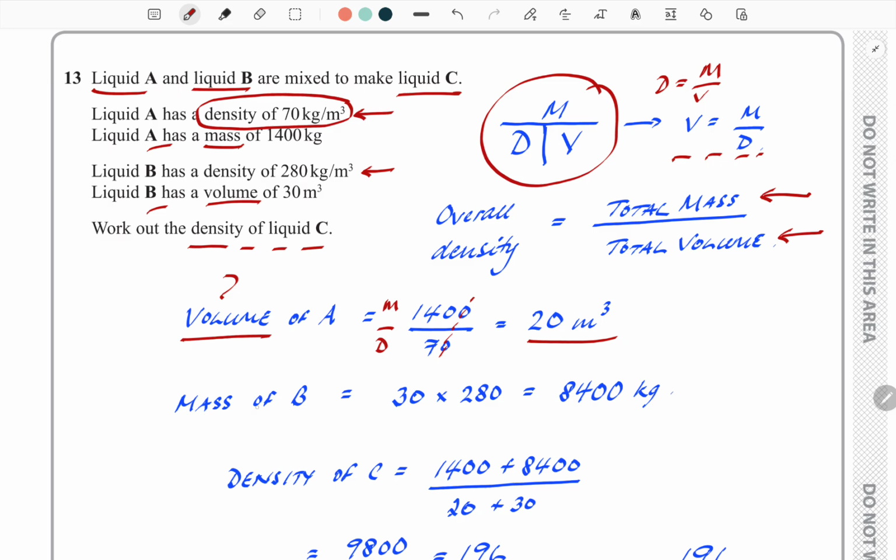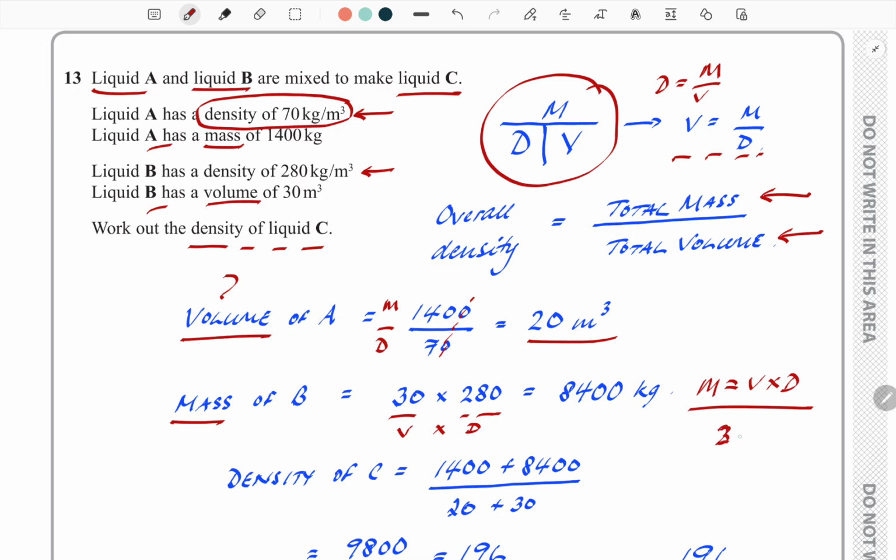For liquid B, we're given the volume but not the mass. So in this case, we need the mass, all right? So the mass, using, again, the formula up there, is volume times density. So we've got the volume, 30, times the density. And so 30 times 280, you're welcome to do a long multiplication on that.